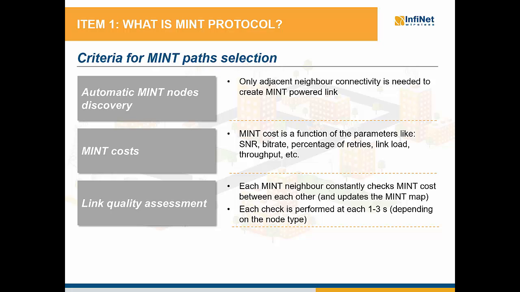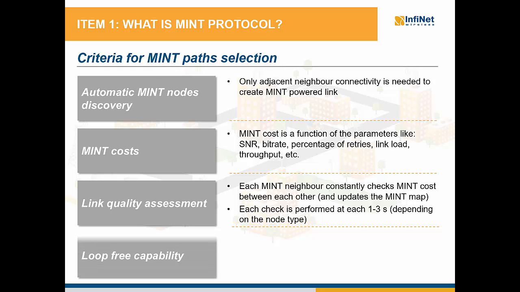Of course, link quality assessment is done constantly, and here the node type matters a lot. We have three types of nodes. We have static nodes, mobile nodes, and nomadic nodes. And depending on the node type, the interval at which information is exchanged between the nodes can be from 1 second to 3 seconds, 1 second, of course, being for the mobile subscribers.